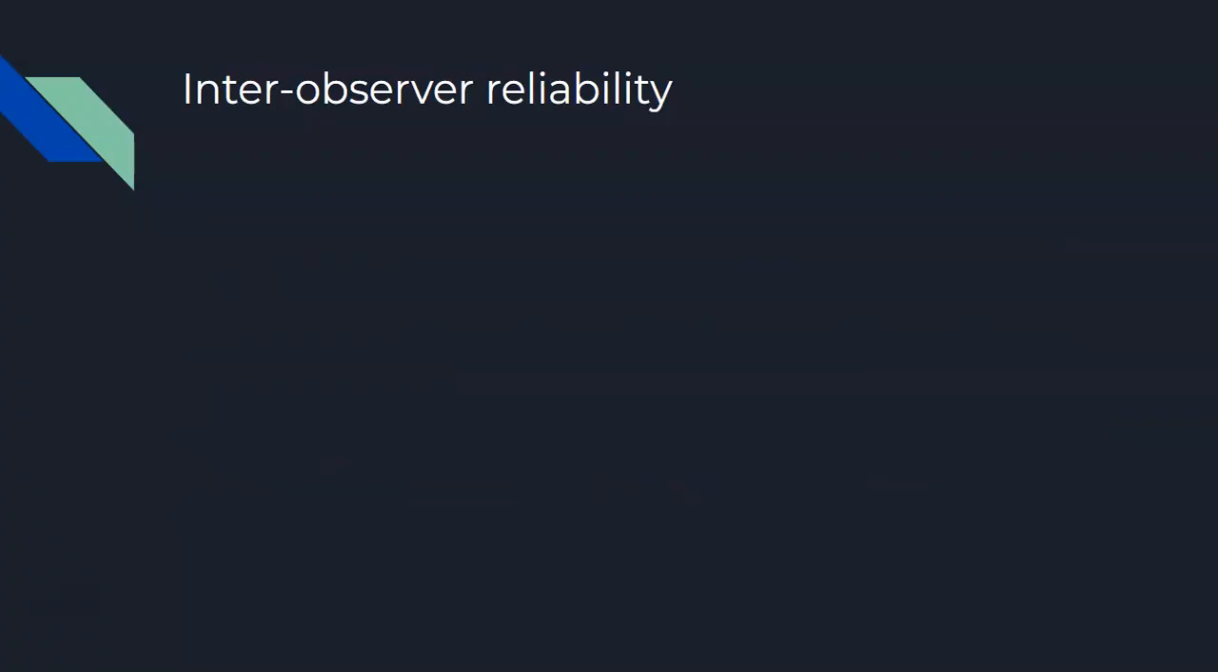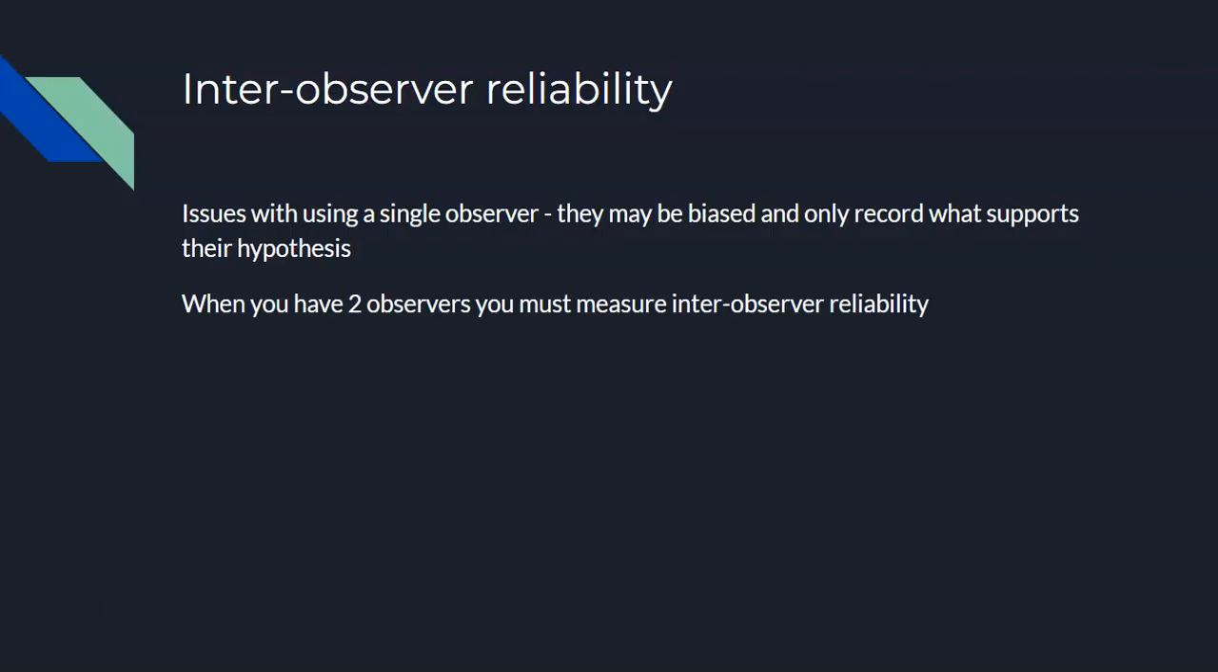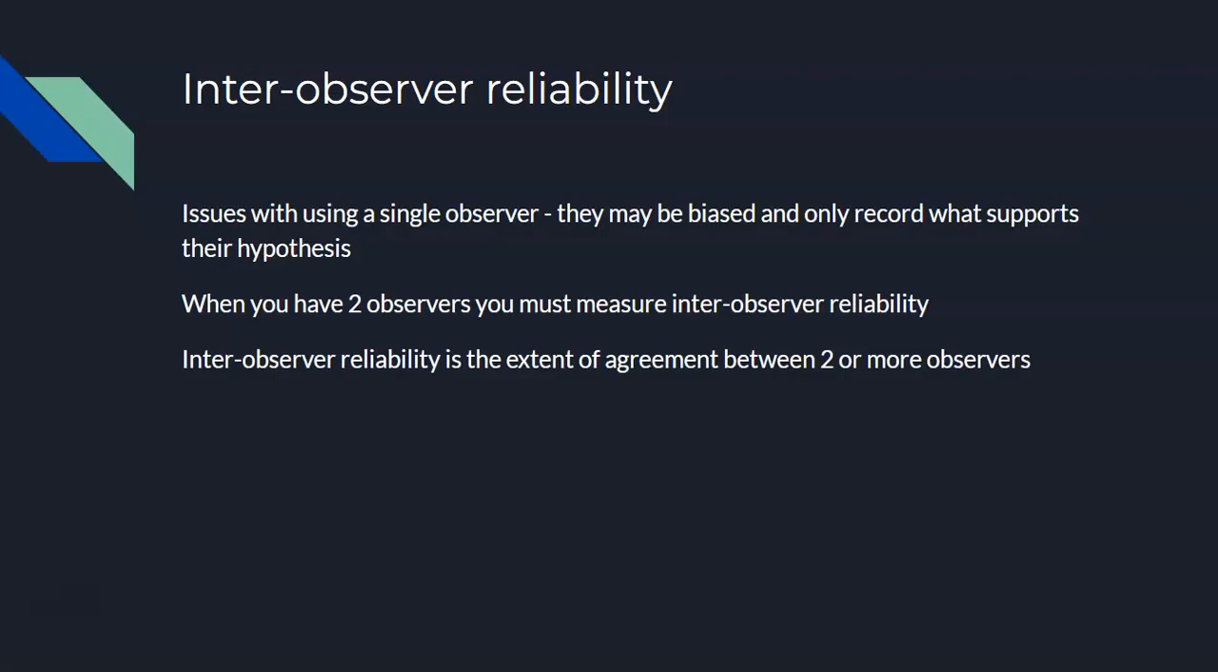We've also got to know about inter-observer reliability. So there's always issues only having one single observer. They might be biased and only record what supports their hypothesis. And it's great if we've got more observers. So if we use 2 observers, we'll probably prevent that bias, but we've got to make sure we measure inter-observer reliability. And this is the extent of agreement between 2 or more observers.